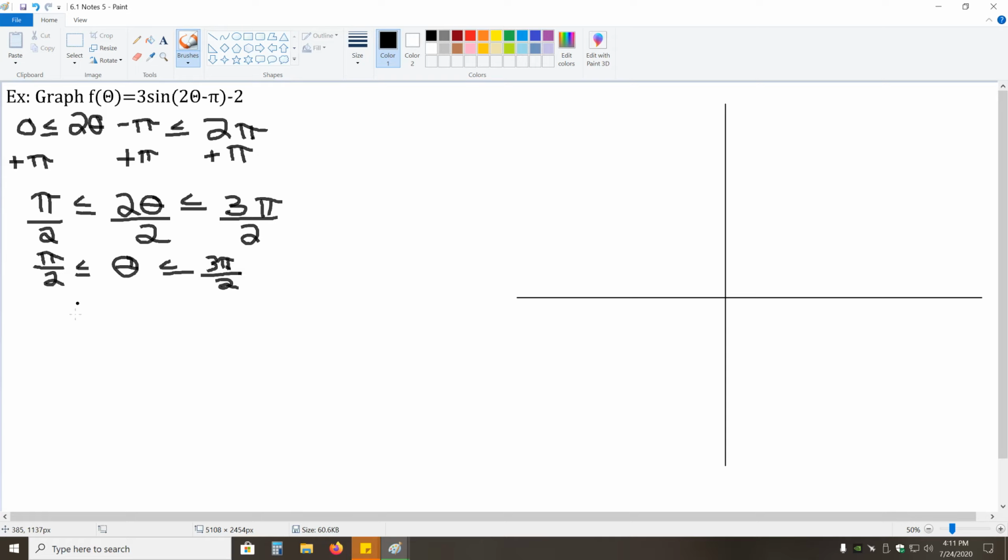From here, we want to find p, which is 2 pi over b. And in this case, b is the value multiplied to theta, which is 2. So we get 2 pi over 2, which is just pi. So our period is no longer 2 pi, it's pi. Every time we travel a distance of pi, the values repeat themselves. We travel a new period.